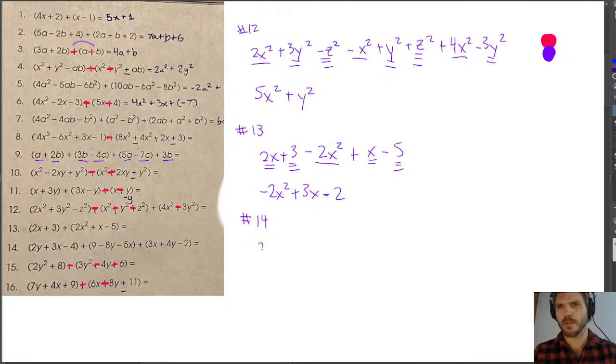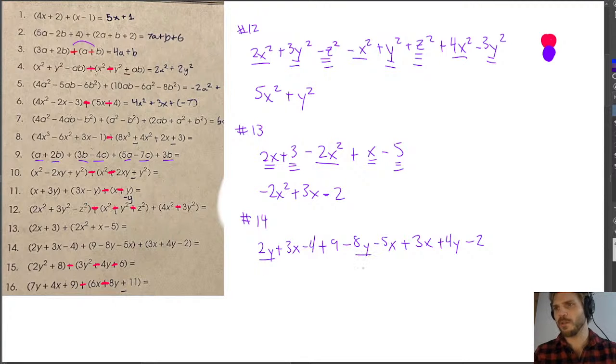Okay. 2y plus 3x minus 4. So taking away the parentheses, it's a positive quantity. I don't have to do anything. Same thing here. Plus 9 minus 8y minus 5x. Then we've got plus 3x plus 4y minus 2. Okay. So let's find our like terms.